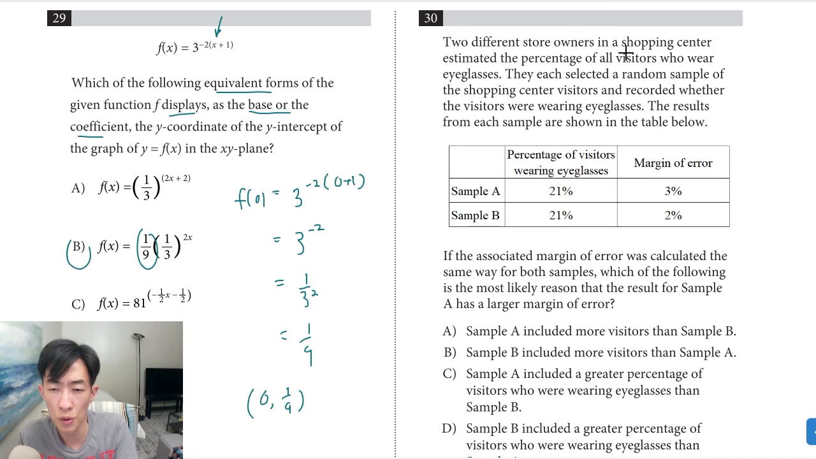Question 30, two different store owners in a shopping center estimated the percentage of all visitors who wear eyeglasses. They selected a random sample of the shopping center visitors and recorded whether the visitors were wearing eyeglasses.